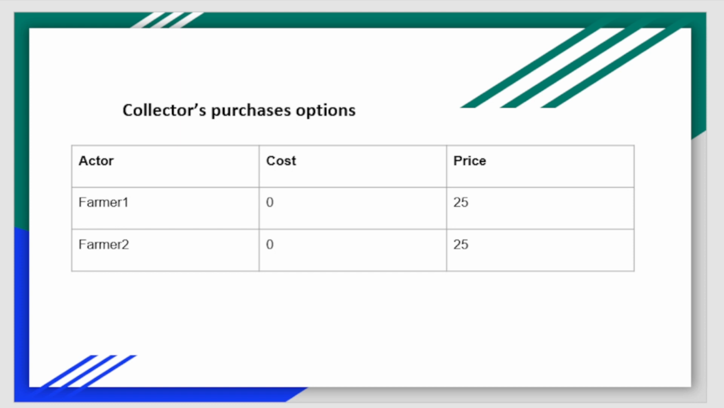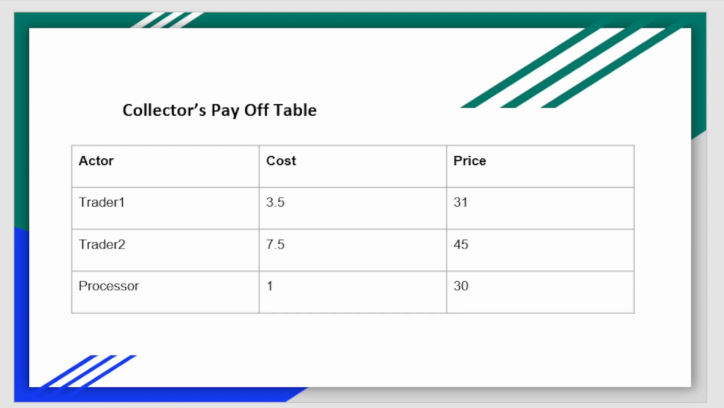But in our case, we have omitted the collectors selling to the processors. Okay, processors directly want to buy from the farm gate. So collectors can purchase from either farmer 1 or farmer 2. It's the same conditions. They are in the same locality for simplicity, and the cost associated is zero for the purchase, and the purchase price is 25 rupees per kg. It is just the farmer's price.